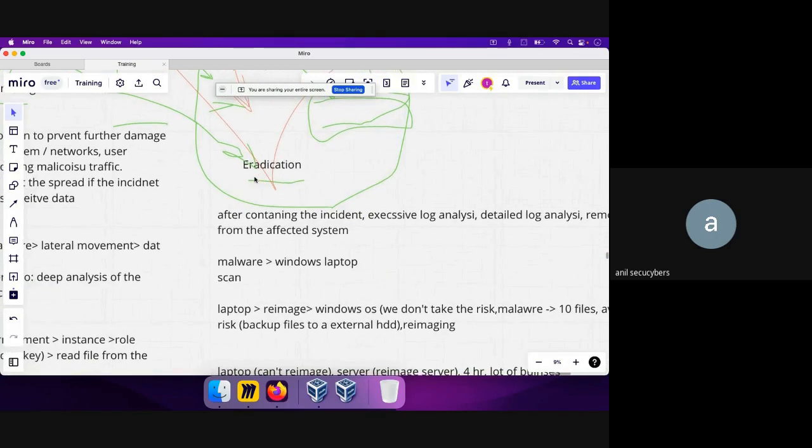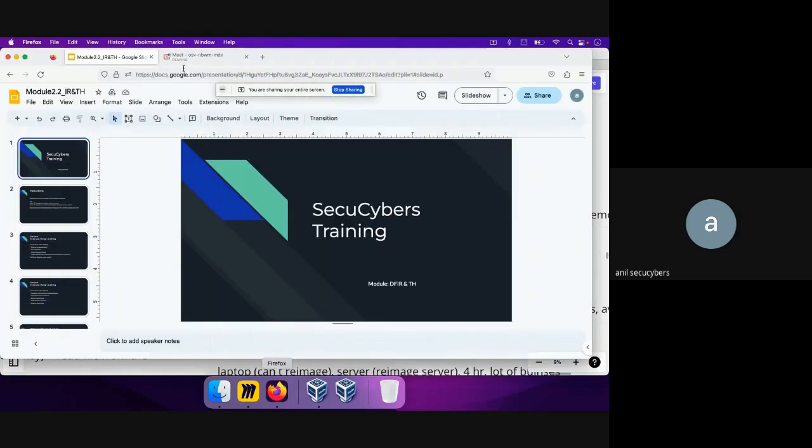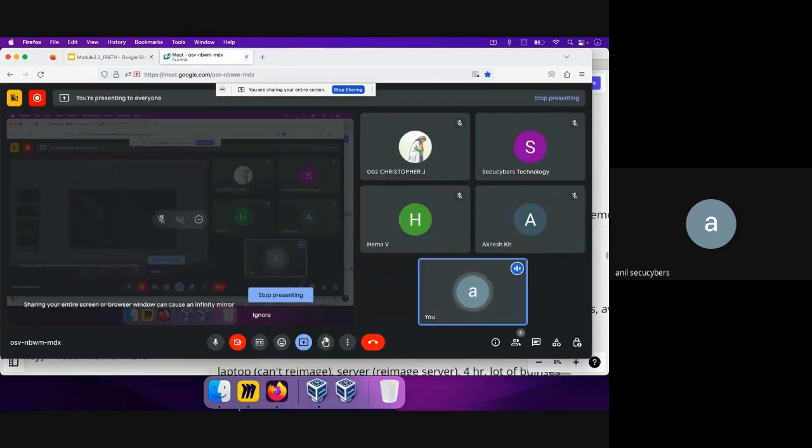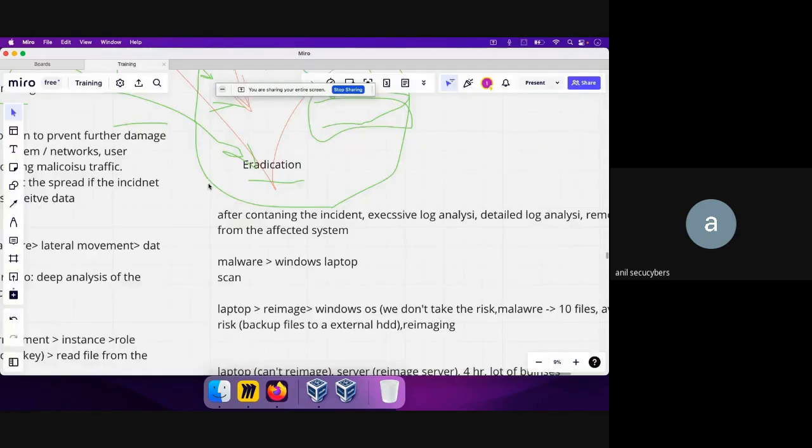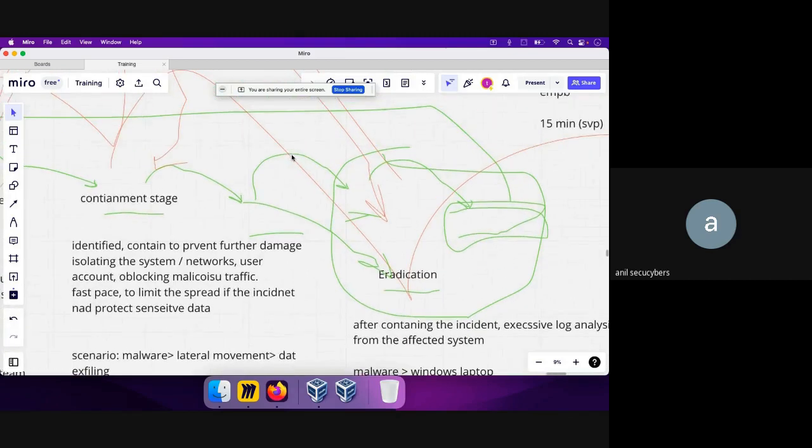So whenever we are dealing with any incident, how can we be sure that we have fully eradicated the attacker? Okay, so this is something we will look at in further detail: how it can fail and how we can make sure that we have fully eradicated the adversary. Okay, so we'll look at those things in much detail.